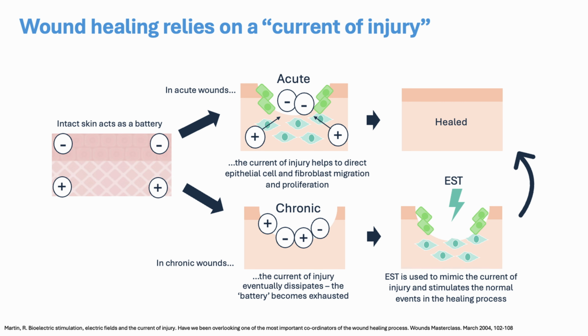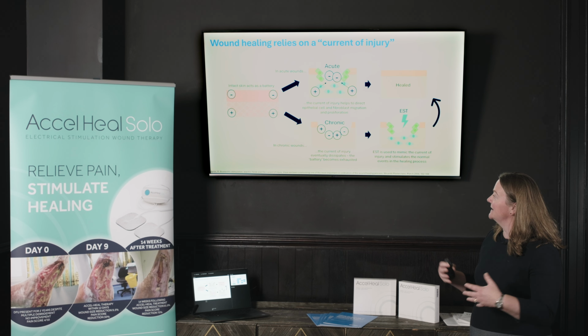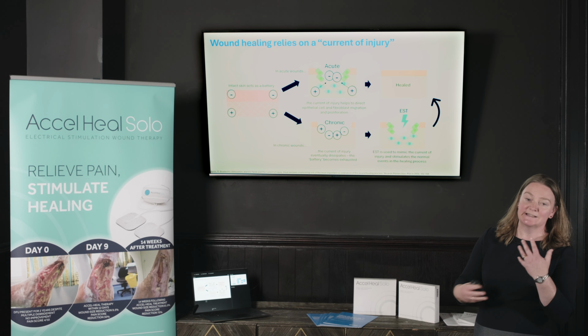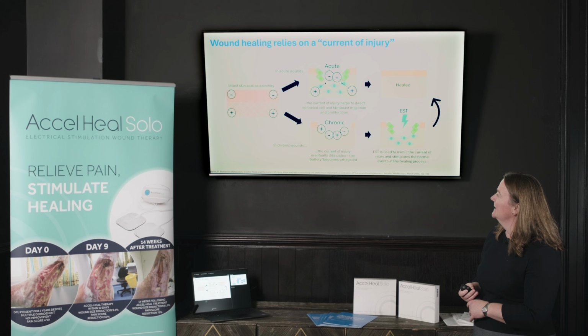Generally, the normal intact skin acts as a battery, and we have a charge potential between the outside of the skin and the inside of the skin. But that changes when you have a wound, as you can see in the top diagram. You then have a current of injury from the intact skin across that gap, the defect that you have in the wound, which allows cells and the wound healing processes to actually take place and guides that process and stimulates lots of different processes, which we can talk about in the next slide.